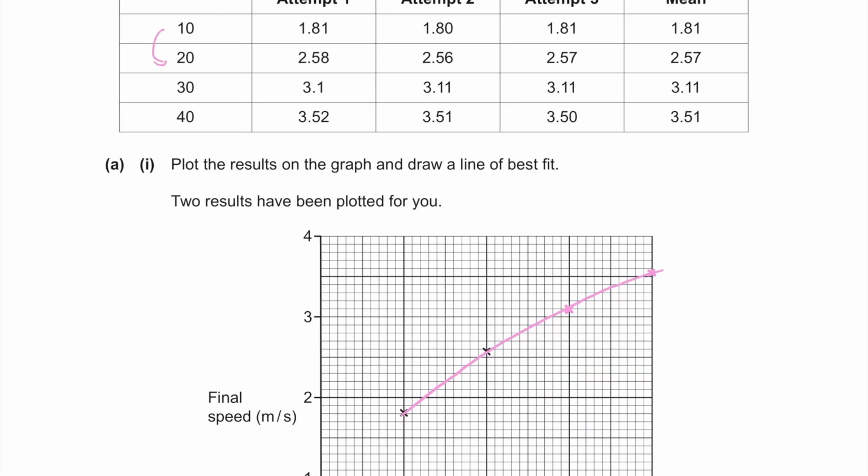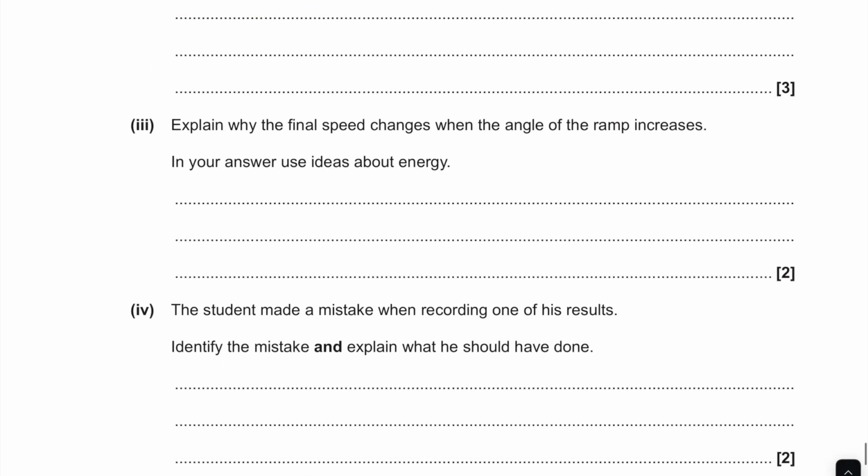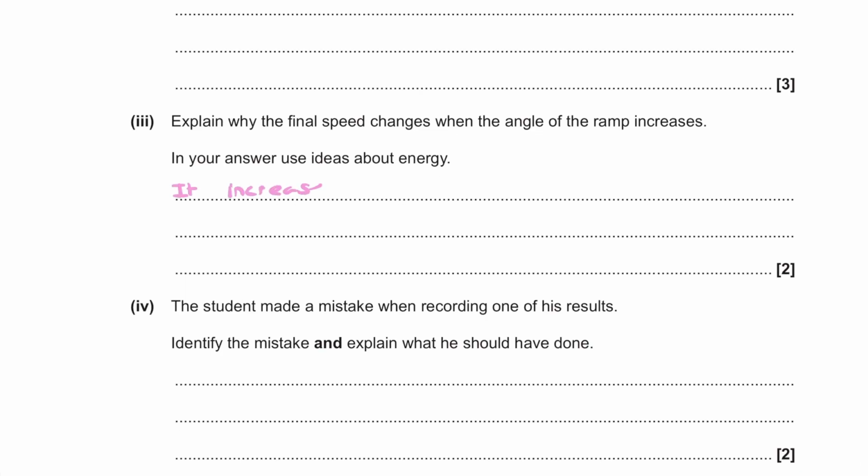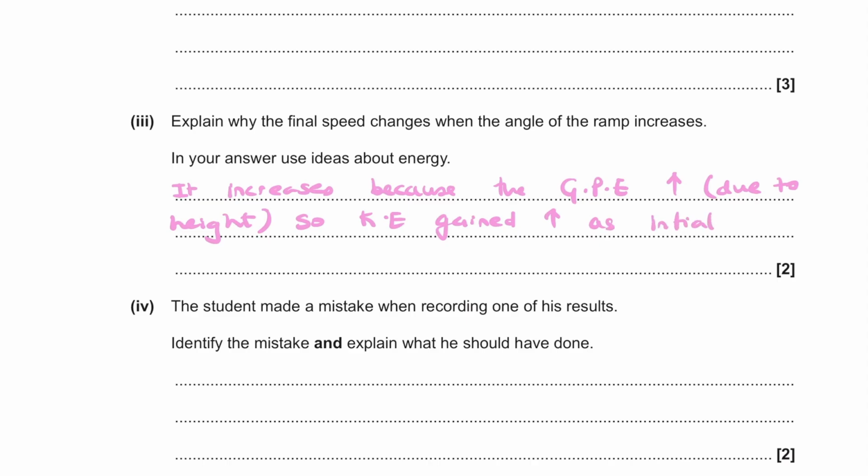From 10 to 20 degrees, the angle is doubled. The mean speed has not been doubled. Explain why the final speed changes when the angle of the ramp increases. That's because the gravitational potential energy is increasing. So the kinetic energy gained will also be increasing, as we know that GPE lost is equal to kinetic energy gained. So for a higher initial GPE, there will be a higher kinetic energy.